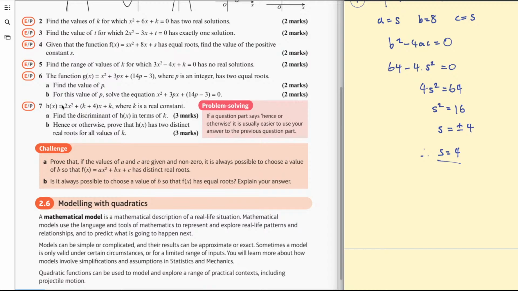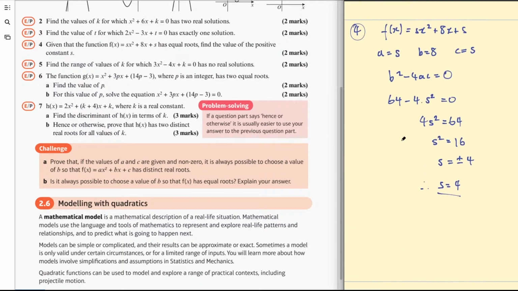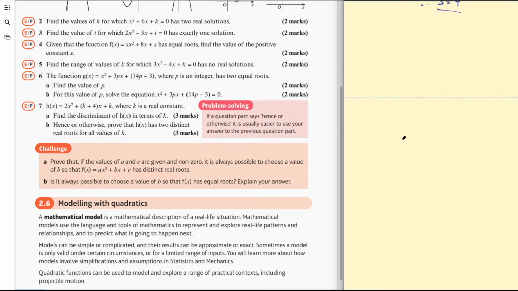7 says h of x equals 2x squared plus k plus 4x plus k, where k is a real constant. Find the discriminant of h of x in terms of k, and hence or otherwise prove that h of x has 2 distinct real roots for all values of k. This looks very similar to one of the exam questions from the sample papers, I think. Or it looks very similar to a question I've answered before, at least. But anyways, let's go ahead and do this one.